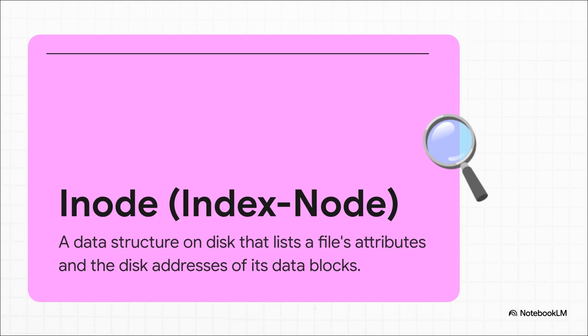But wait, where are the browser's instructions, its actual code? It's sitting in a file on your hard drive. So the OS goes to the file system. It looks up the browser's name, which points it to the file's inode. That inode is the treasure map that tells the OS exactly which blocks on the disk to read to bring that program to life in memory.